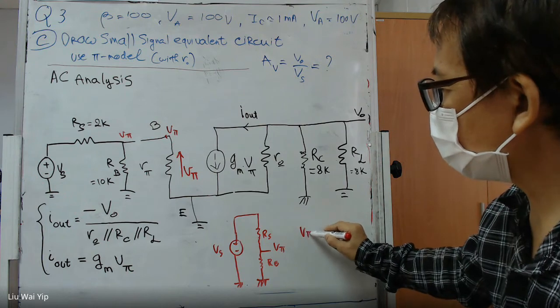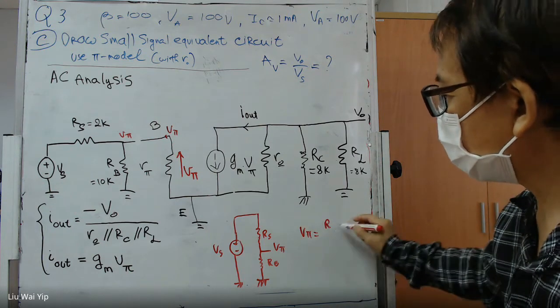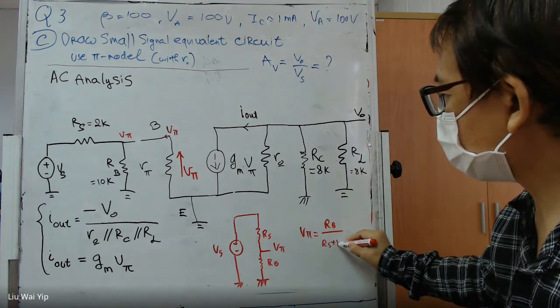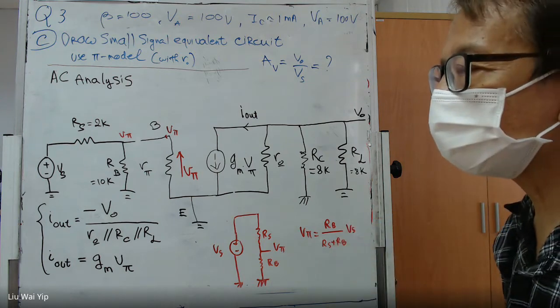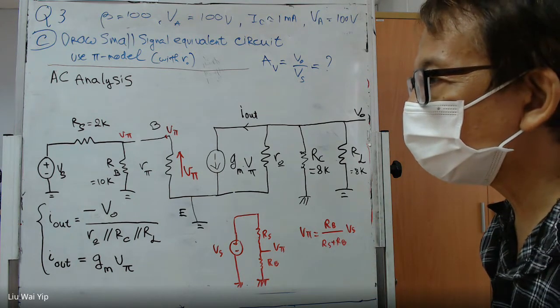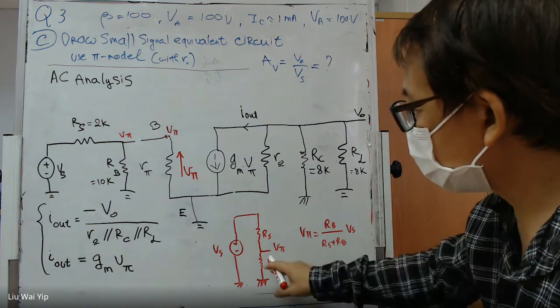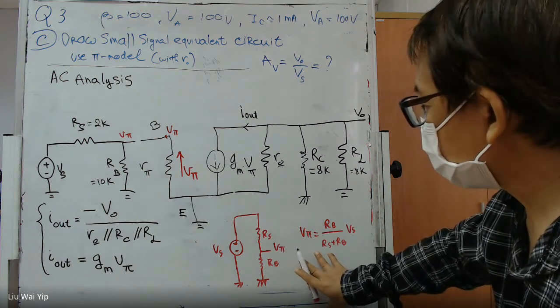So V pi is RB divided by RS plus RB times Vs. Am I right? Yes, this is the voltage divider: this voltage divided by the total voltage. Okay?